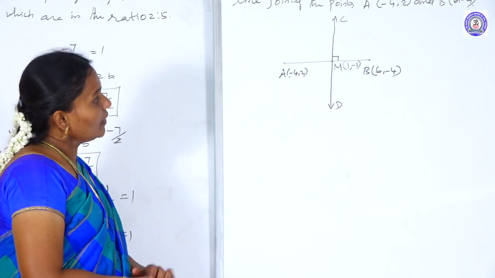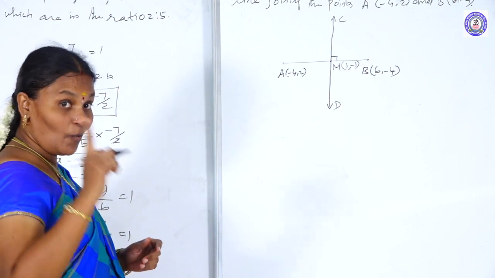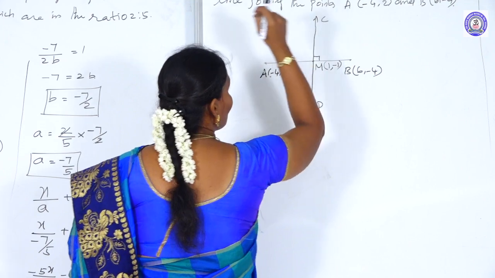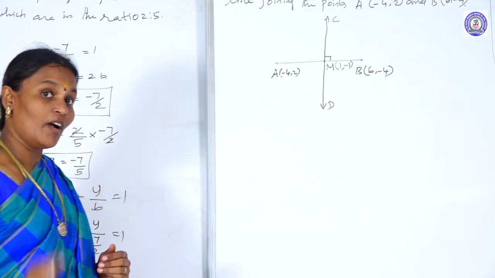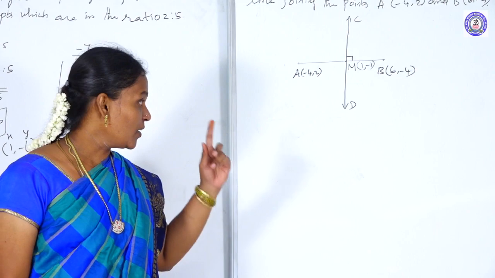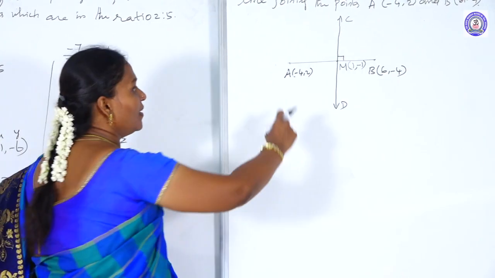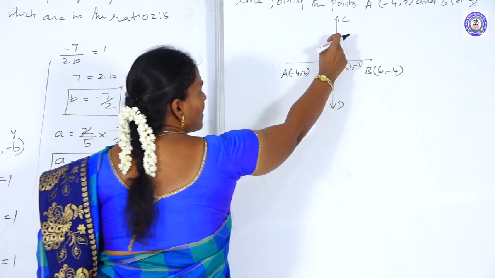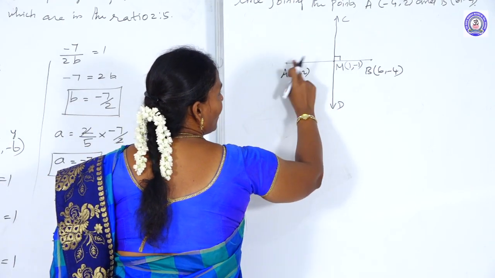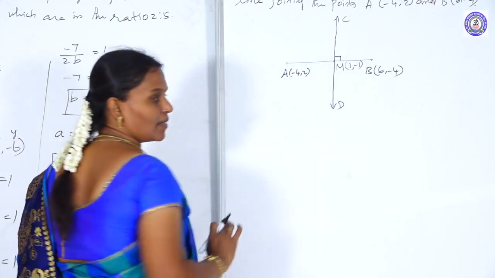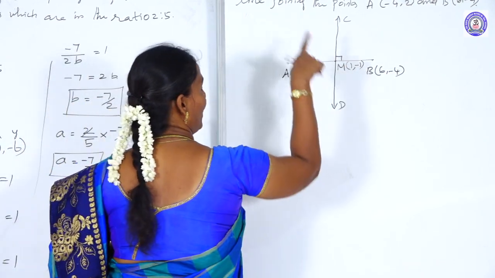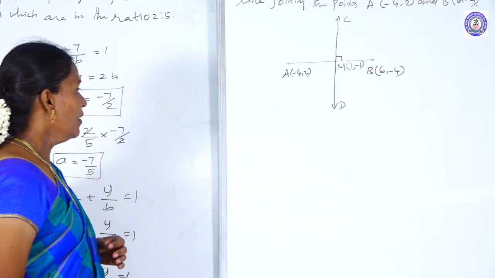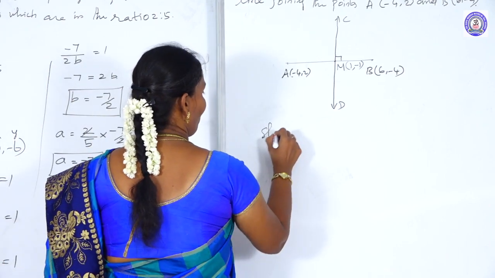Then what do we have to find? One more thing: the slope of this perpendicular bisector. How do you find the slope of that perpendicular bisector? You already know the points A and B, and this is the perpendicular bisector of segment AB. So first you have to find the slope of AB. Now say the slope formula.